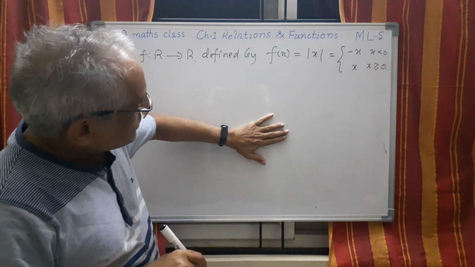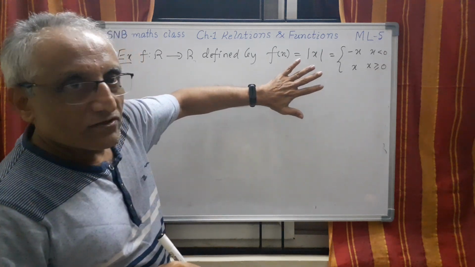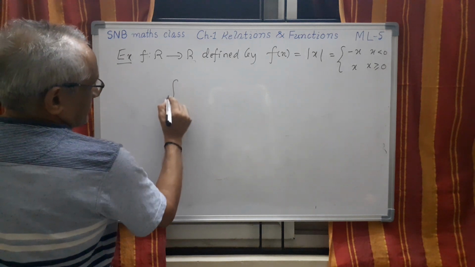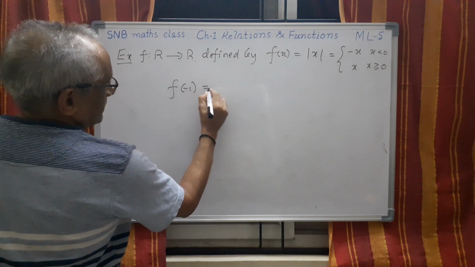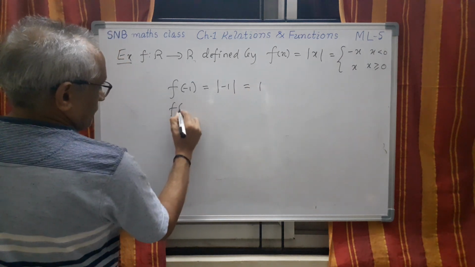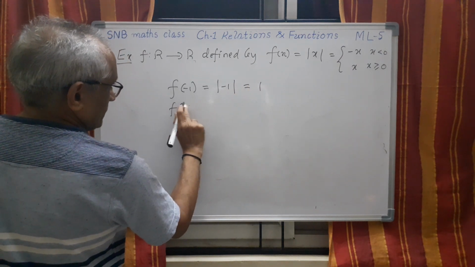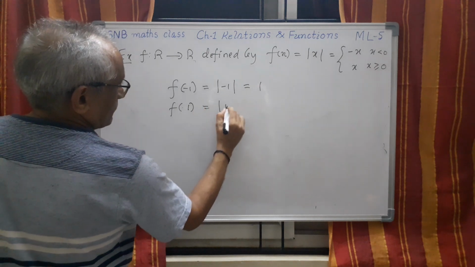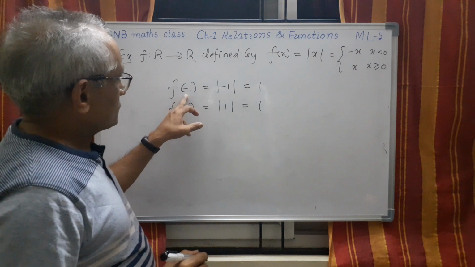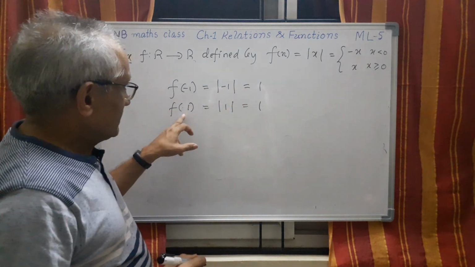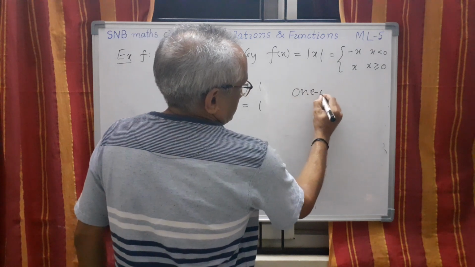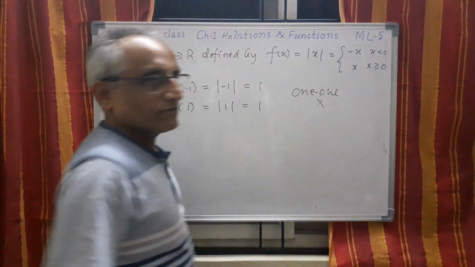Now we have to test whether it is 1-1 or not first. So it is not 1-1 because f of minus 1 is mod minus 1 which is 1. f of plus 1 is mod 1, this is also 1. Therefore minus 1 image is 1, 1 image is also 1, so it is not 1-1.